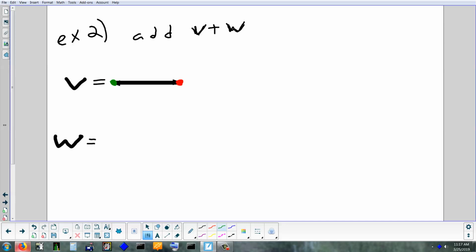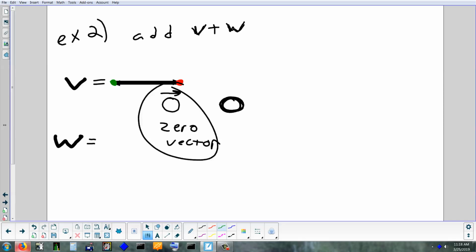So if you added numbers together and they canceled out, what would you write? 0. Okay, you would write the number 0. Well, we can't write the number 0 here because when you add vectors, the answer is always a vector. But what you can write is this: the 0 vector. Or you could write it this way. So the 0 vector, that's kind of a special example.